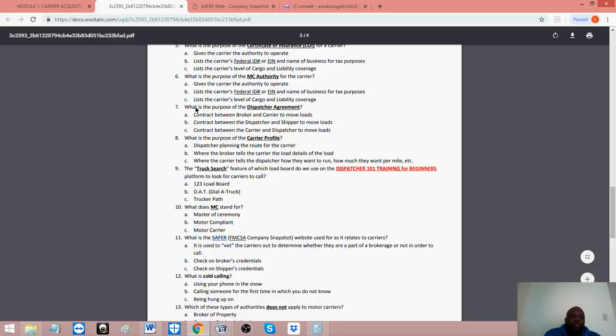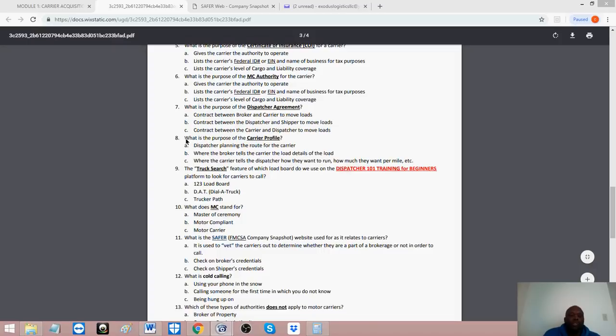Number 7, what is the purpose of the dispatcher agreement? A, B, or C? A, contract between the broker and carrier to move loads. B, contract between dispatcher and shipper to move loads. C, contract between carrier and dispatcher to move loads. It is C.